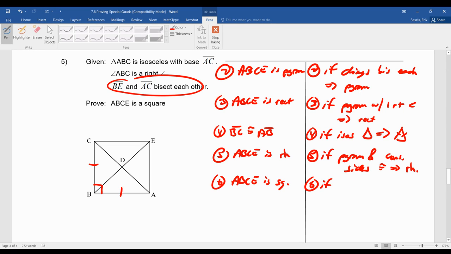Because if a quad is both a rectangle, which we did in step 3, and a rhombus in step 5, then you have a square. Okay.